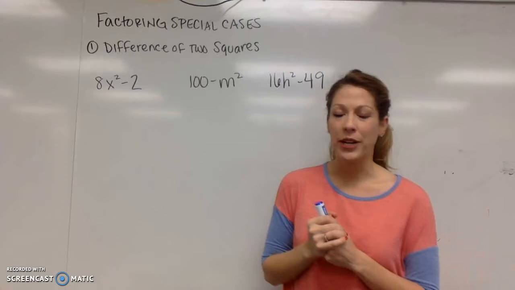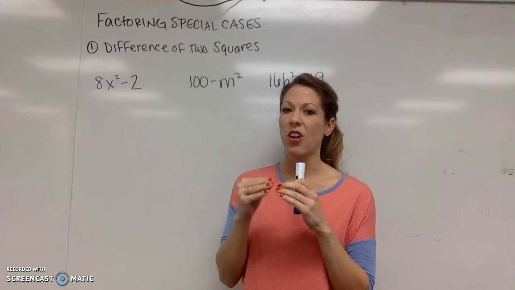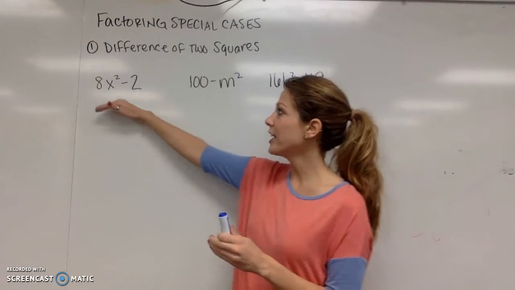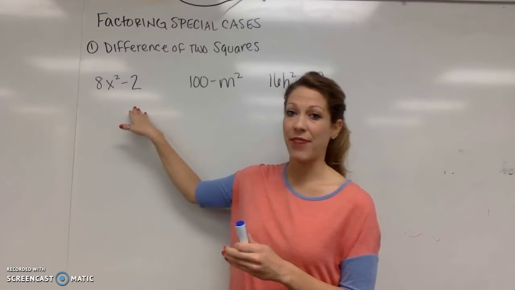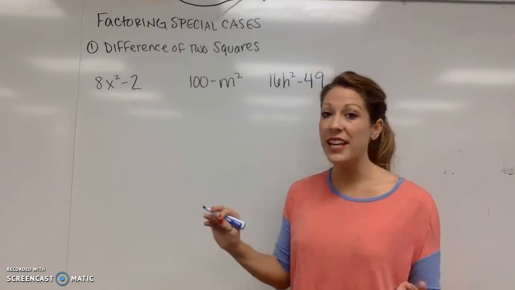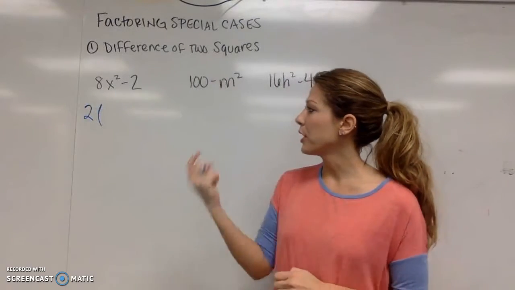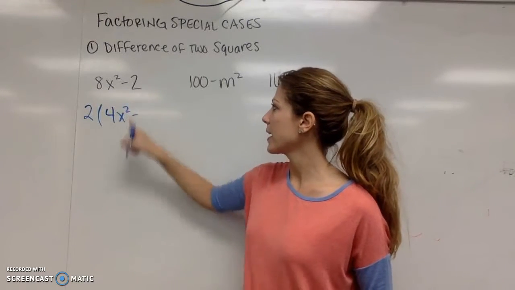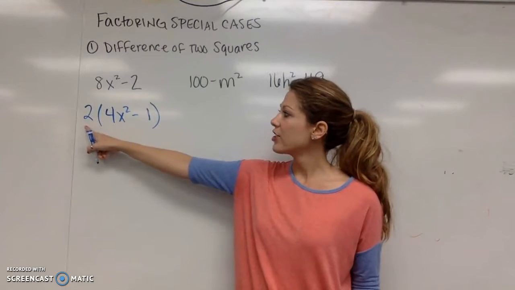Something else that I want to point out is that our first rule is to always check for a GCF, a greatest common factor. So if we're looking at this example right here, 8 and 2 do have a greatest common factor. So before we do anything else, we're going to factor out that greatest common factor. So we pull out the 2, and what we're left with is 4x squared minus 2 divided by 2 is just 1. So we took out our GCF.